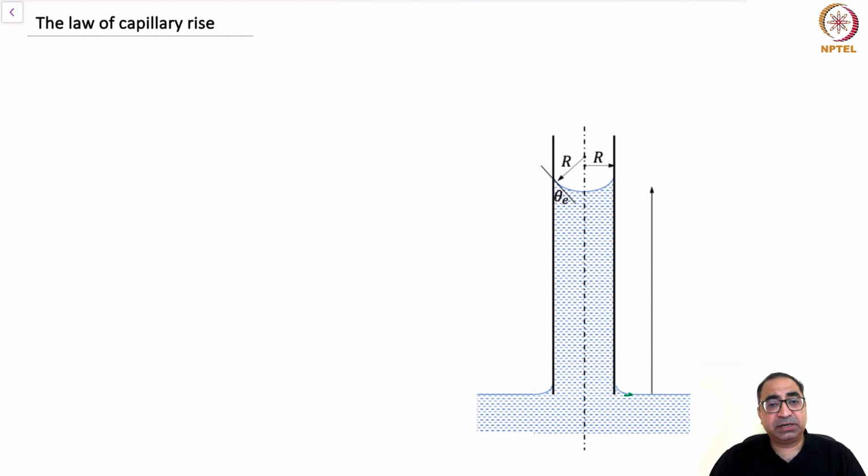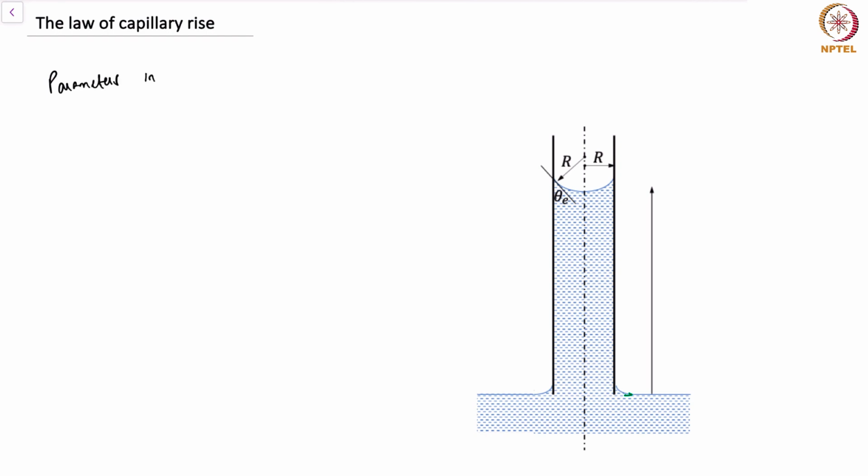So we'll begin the discussion by looking at the force balance approach for a rigid tube. Let's look at the parameters that are relevant in the problem. These are geometric parameters such as the radius. Then we have external parameters like gravity, so this is a tube that is in a gravitational field. We have the contact angle that the meniscus makes with the inner walls of the tube.